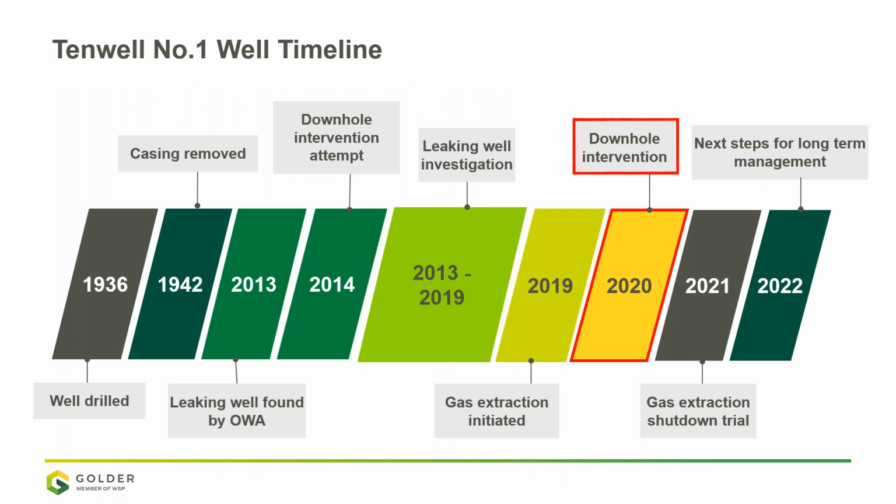So this was all done on the shallow side. So it's looking at controlling the methane after it has escaped from the well and is moving out through the soil. Concurrent with that, OWA was also looking at other options to fix the well in a more permanent manner. And they did a downhole intervention in fall of 2020 to further look at the well.